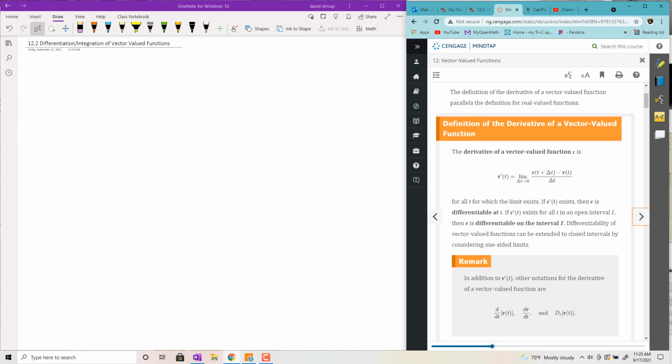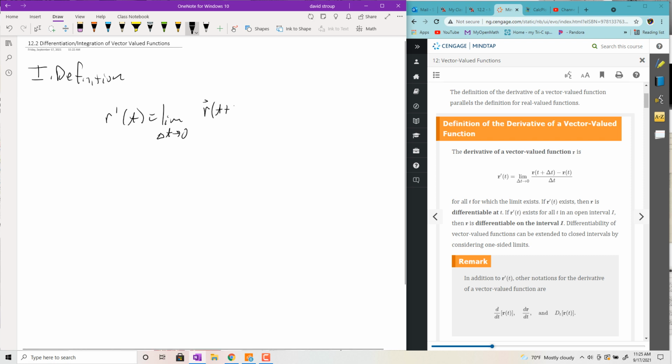Right, they'll start back with the difference quotient and taking the limit of that thing. So I guess we could start with a definition of the derivative of a vector valued function. Basically, r prime of t equals the limit as change in t goes to 0 of the vector valued function evaluated at t plus some change in t minus r of t all over change in t. And in order to compute this, you could just work with the components again.